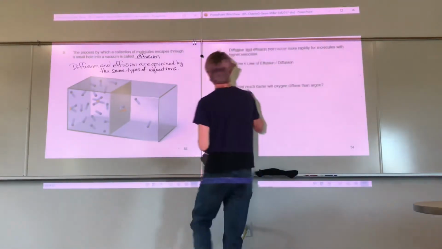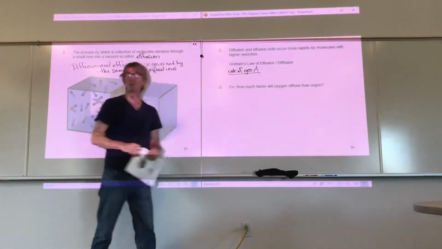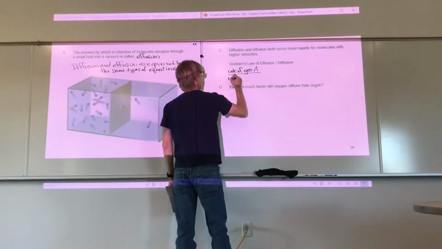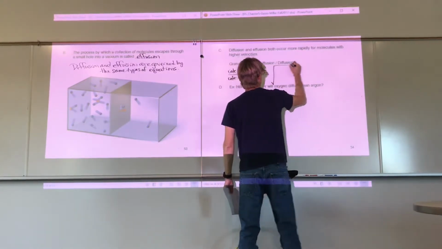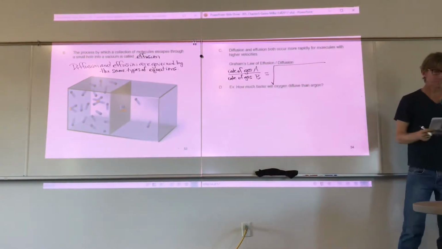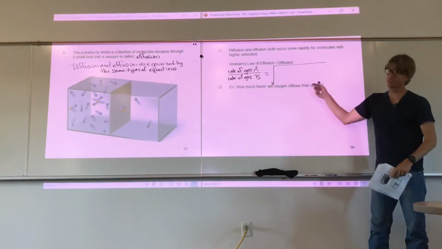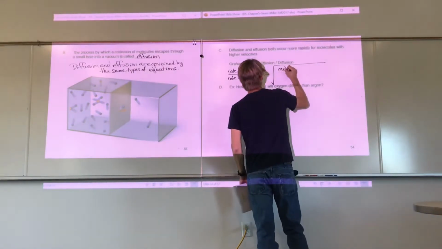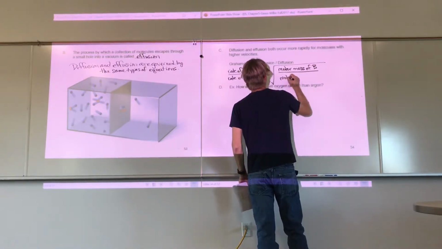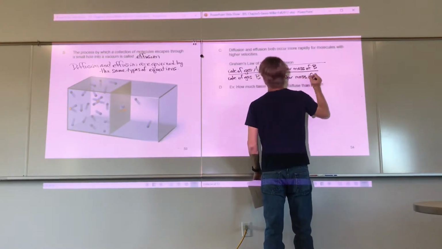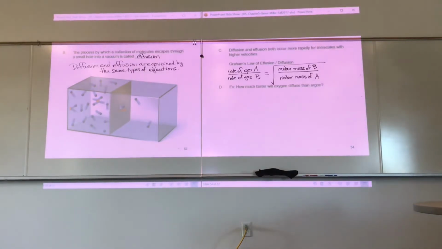Rate of gas A divided by rate of gas B is equal to the square root of the molar mass of B divided by the molar mass of A. And so I do have it correct. On one side, A is in the numerator. On the other side, B is in the numerator.